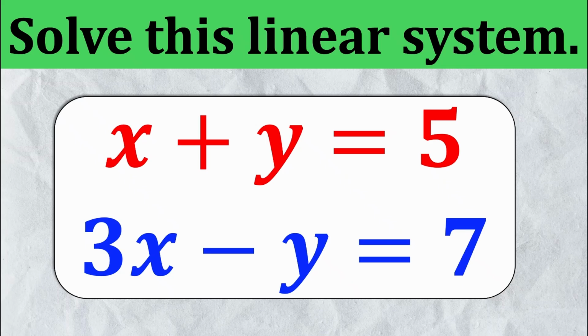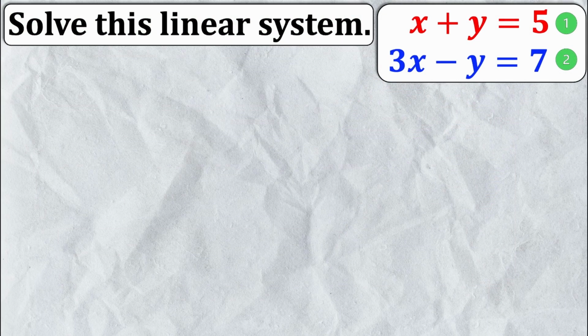In this video, we're going to solve a linear system. So in front of us, we have two equations. We have equation number 1, which is x plus y equals 5. And we've got equation number 2, which is 3x minus y equals 7. Now to solve this linear equation, I need to find the xy coordinate that satisfies both equations.